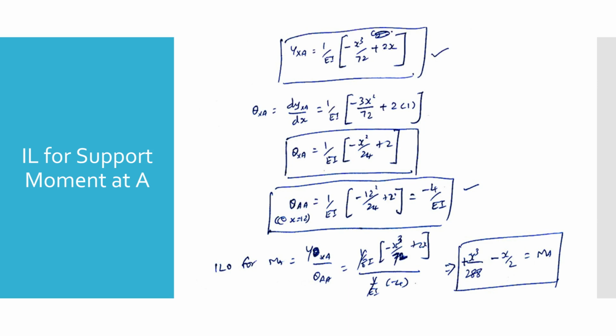To find the rotation at A, denoted as theta AA, we evaluate the slope expression at x equals 12 meters. This calculation simplifies nicely to -4 over EI. Now, we substitute both expressions back into our primary Müller-Breslau ratio. The flexural rigidity, EI, cancels out perfectly from the numerator and denominator. This leaves us with a clean, final polynomial expression for the support moment influence line. MA equals (x cubed / 288) minus x bar 2.